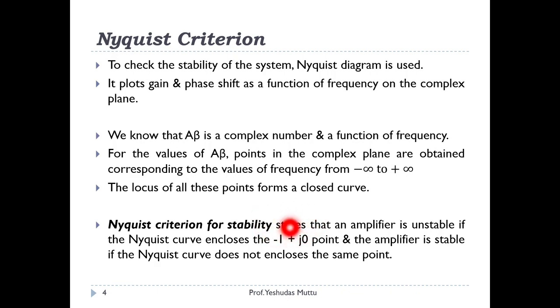It is nothing but -1, okay? Just to represent it in the complex plane, I have to write this plus j0. Understood? So it is unstable if it encloses this point, and if it doesn't enclose it, it is stable. I will call the amplifier stable.